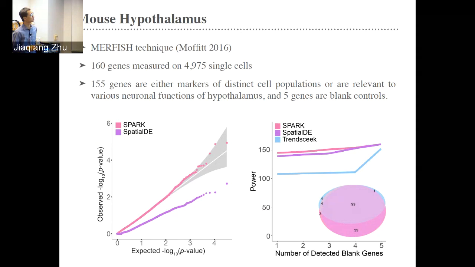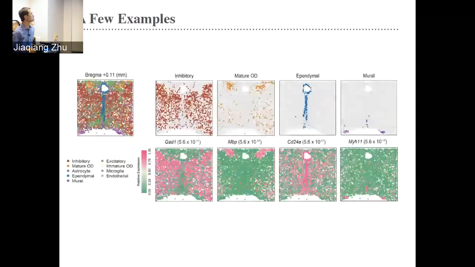And here, again, we show that SPARK is the most powerful among the three. And here are some examples with major cell classes and the representative cell marker genes. Like GAD1 is the cell marker gene for the inhibitory neuron, and MBP is the cell marker gene for the mature oligodendrocytes.